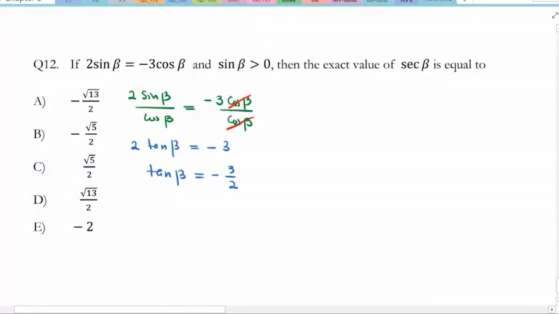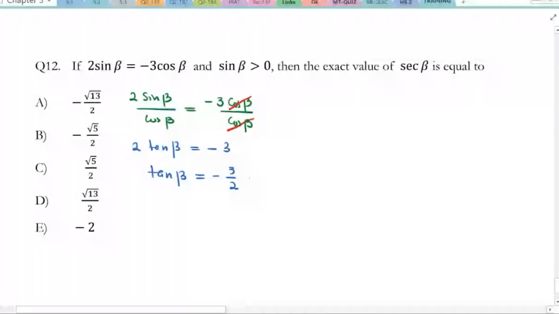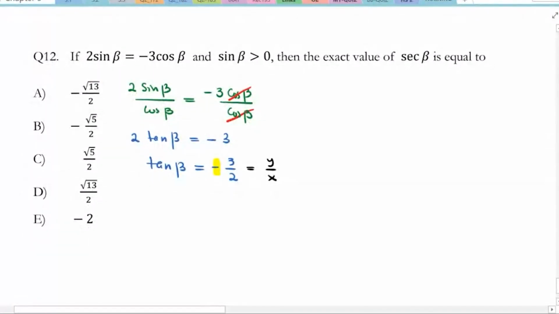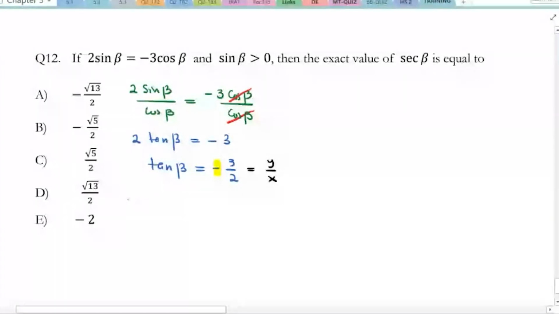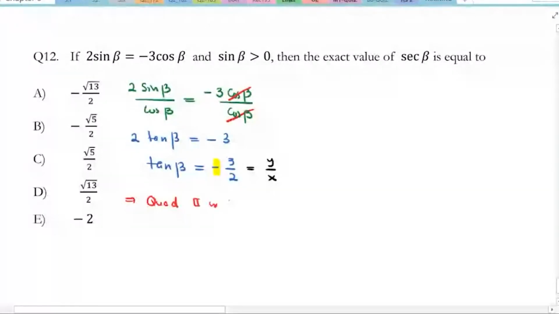Now, please pay attention. Here, we know what tangent is. Tangent we always write as y over x. But here we have it to be negative. So tangent is negative in which quadrants? That will be quadrant number 2 or quadrant number 4.